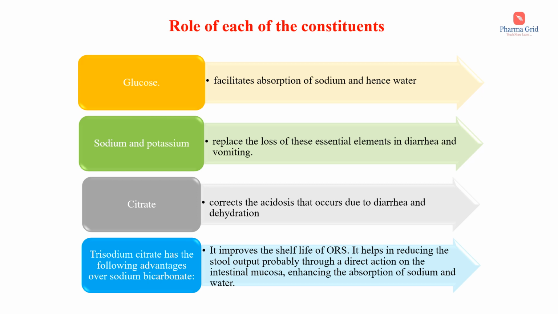The first one is glucose. The glucose facilitates absorption of sodium and hence water. Then what about the sodium and potassium? They will replace the loss of these essential elements in diarrhea and vomiting. Then citrate corrects the acidosis that occurs due to diarrhea and dehydration.